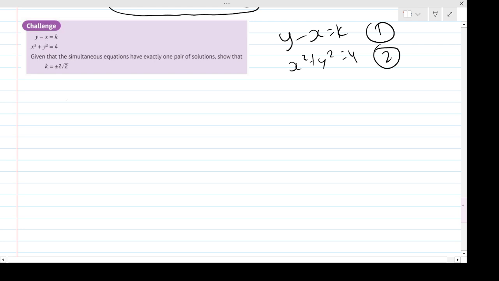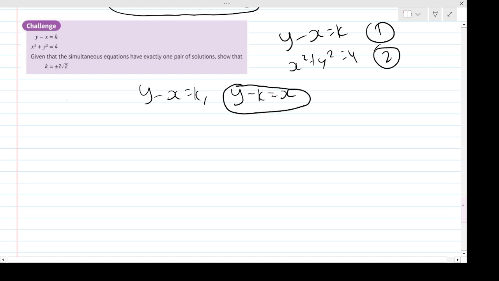Okay, well, first we want to substitute. So I could either rearrange for x or y. I've done y this whole time, so I'm going to rearrange for x now. So y minus x is k. Then I'm going to rearrange for x, and then plug that in for x squared in equation 2. If I move x to the other side and then k to the other side, I get y minus k equals x, or x is equal to y minus k.